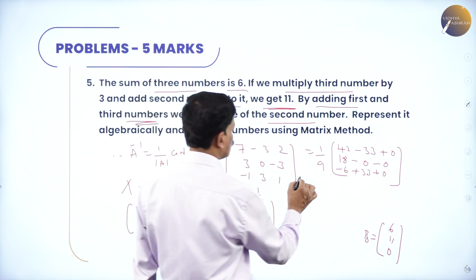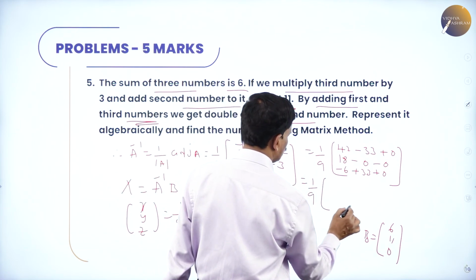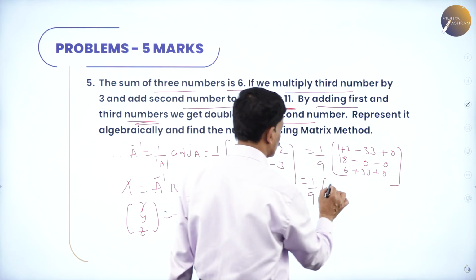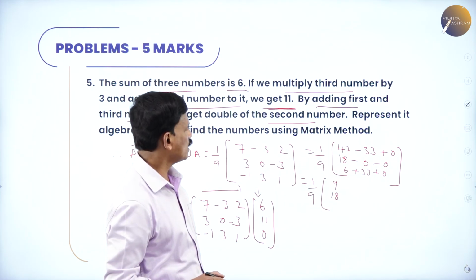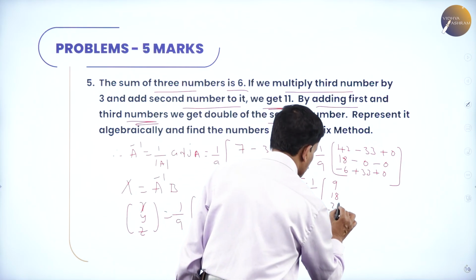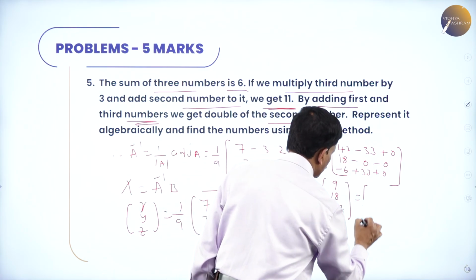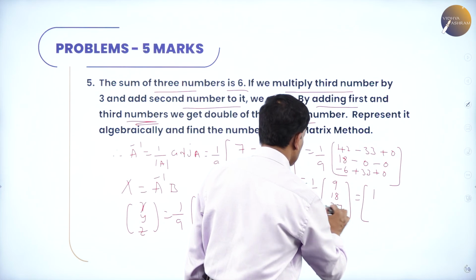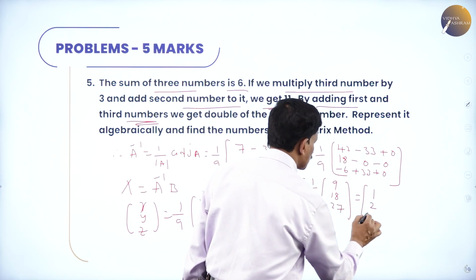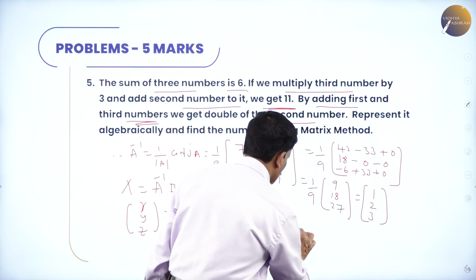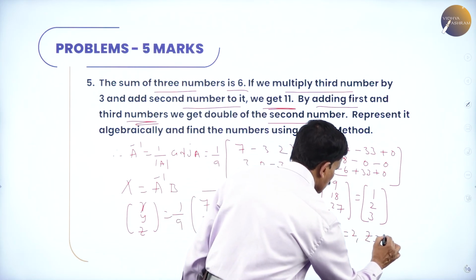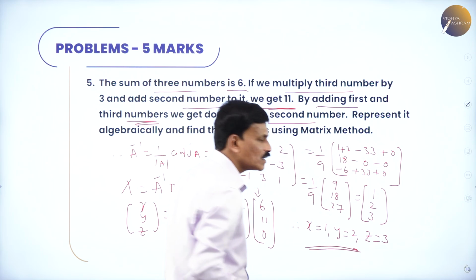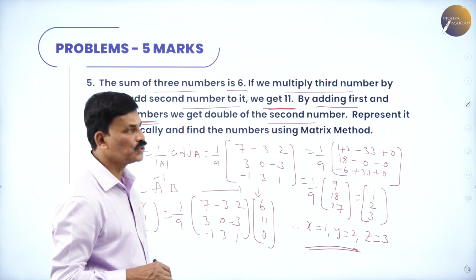Now what is this equal to? 1 over 9 into, then 18 minus 0 is 18. 33 minus 6 is plus 27. So if you divide, what will you get? 9 1s are 9, 9 2s are 18, 9 3s are 27. So therefore, the value of x is 1, y is 2 and z is equal to 3. So therefore, the three numbers are 1, 2 and 3.